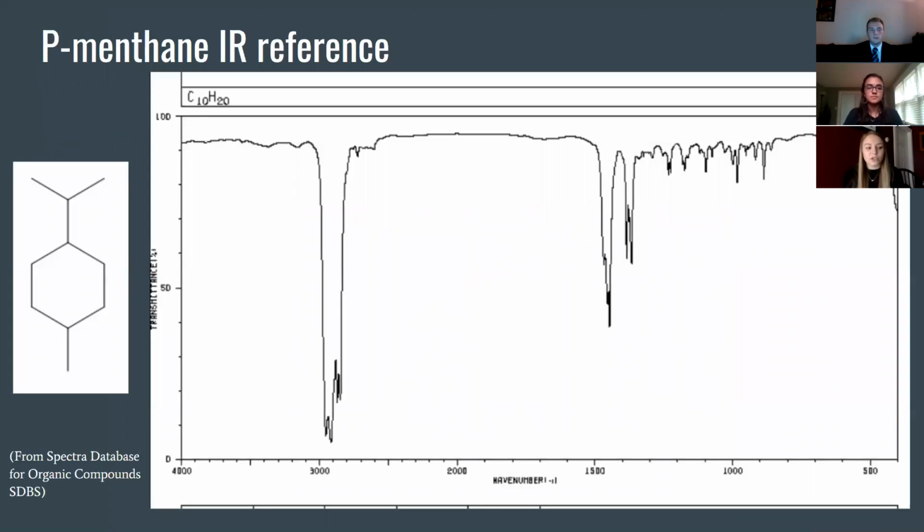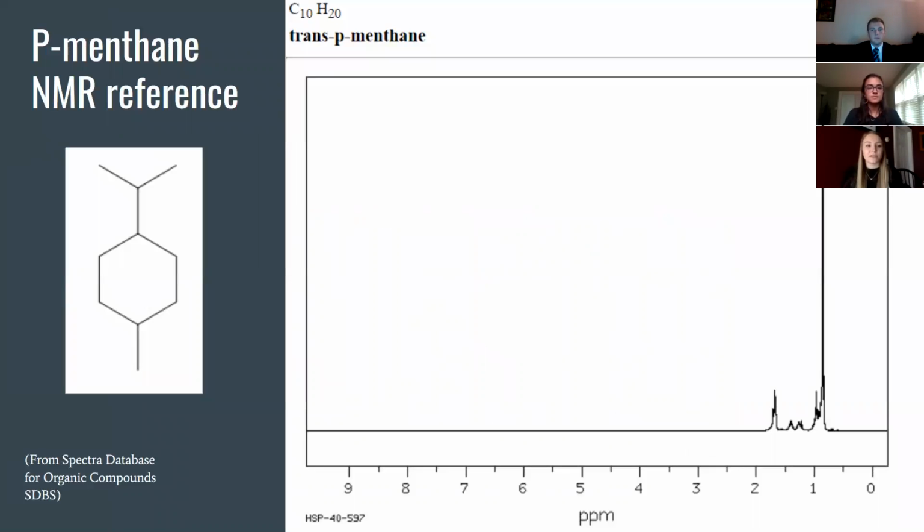So this is just a reference slide for the IR of p-menthane. So this is the product, what we should be getting when we hydrogenate both limonene and alpha-phellandrene. And then this is the reference, again, what we are looking for when we analyze our products for limonene and alpha-phellandrene.